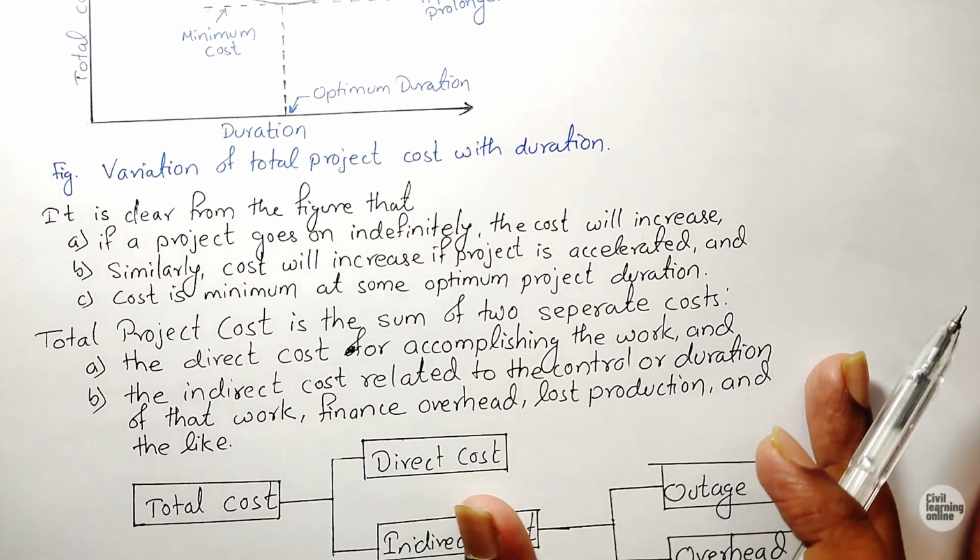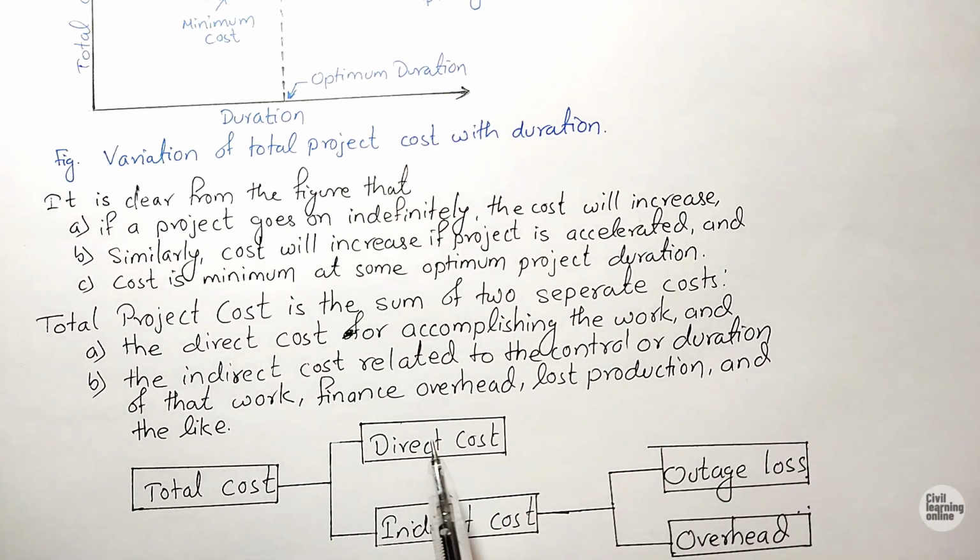If we further divide the total cost, then we have direct cost and indirect cost, and indirect cost comprises outrage, loss and overhead. We are going to learn about the direct cost and indirect cost in detail further in this lecture. So let's move toward the next topic.